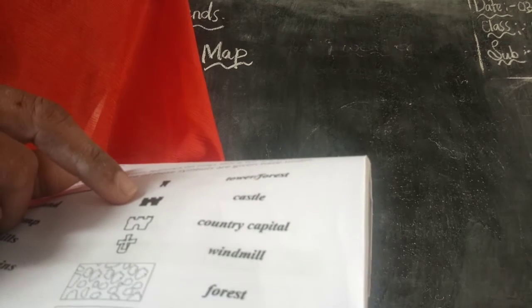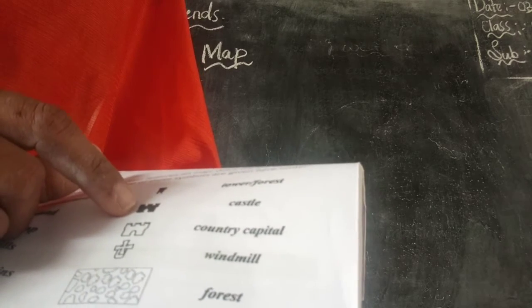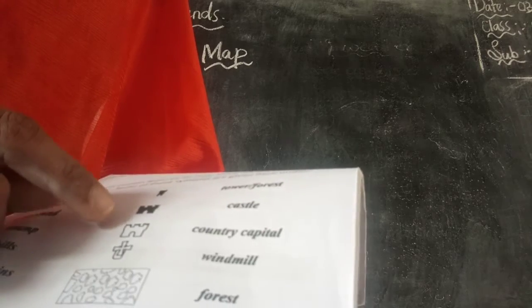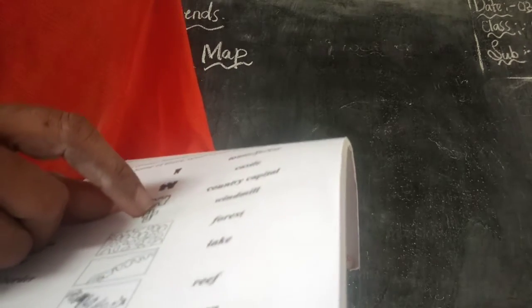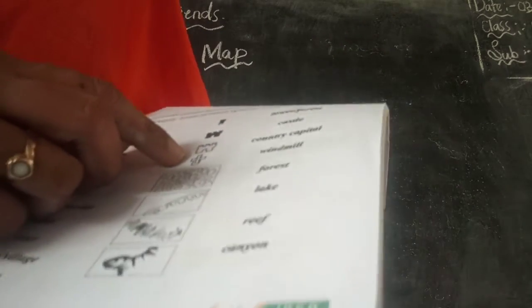And next, this symbol, like these two are there, see, it tells us about a castle. And again here, it is the same symbol but it is not filled. And this symbol tells us about a country capital. And here a plus mark is there and some design is there for this symbol. And this symbol tells us about a windmill.